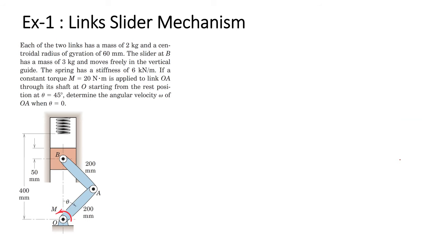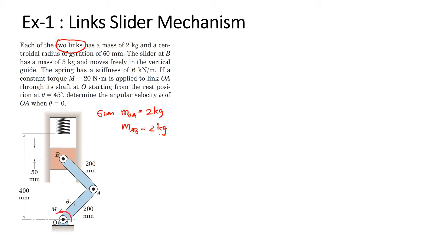Okay, the first example. Today we have two examples. For the first example, let's see the question together. We have two links, and each link has a mass of 2 kilogram. It means the mass of OA and the link AB is 2 kilogram.